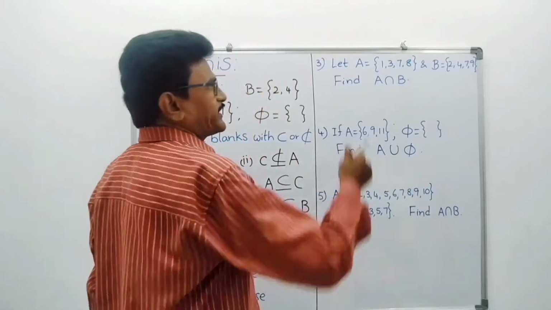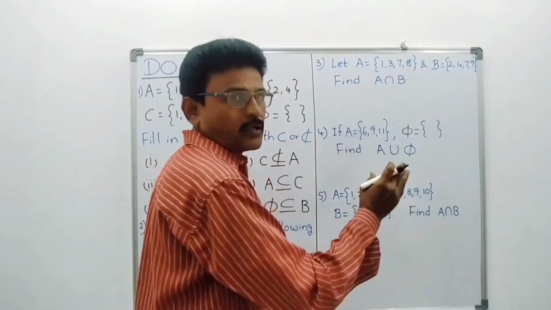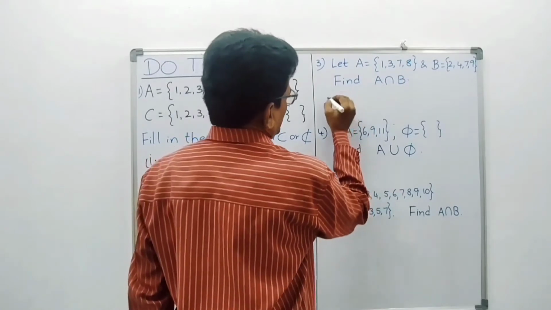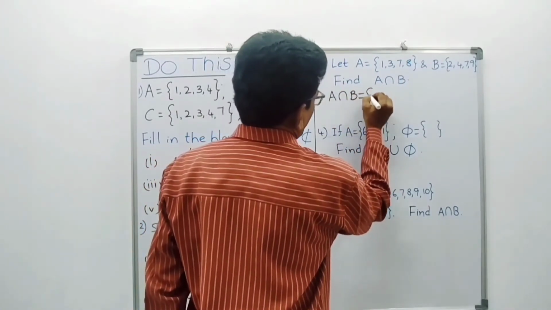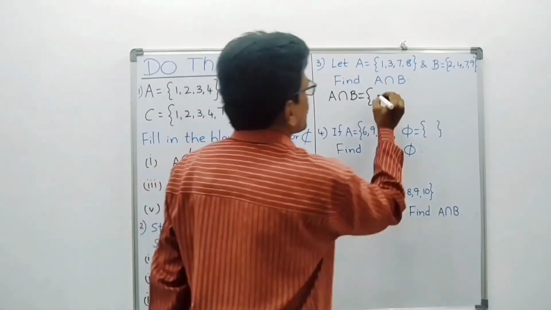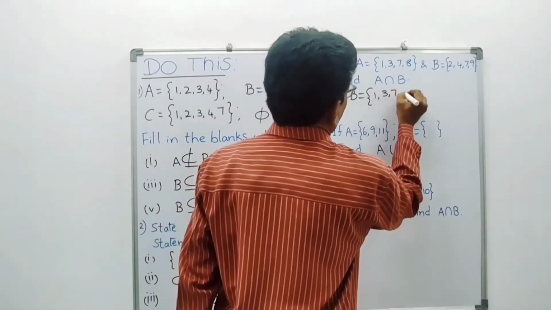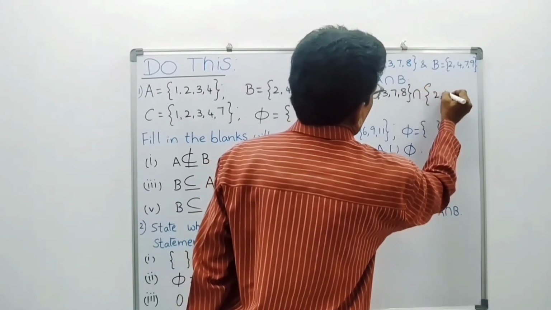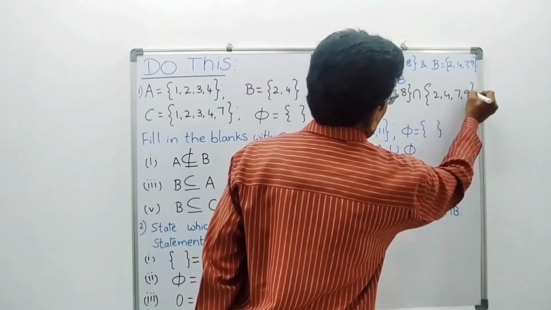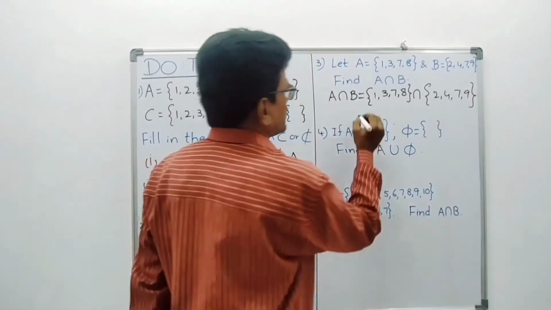Observe set A and set B. What are the common elements? That is A intersection B. So how to find this one? A intersection B equals, write the elements of set A first: 1, 3, 7, 8, intersection. Now set B: 2, 4, 7, 9. Okay. Now what is the result?